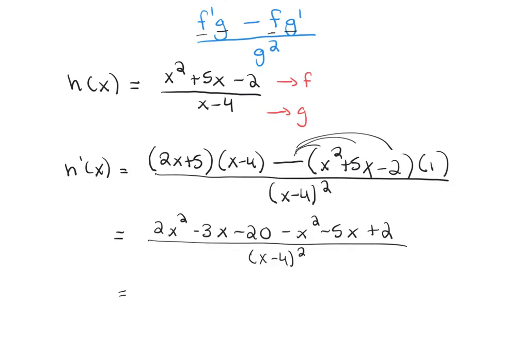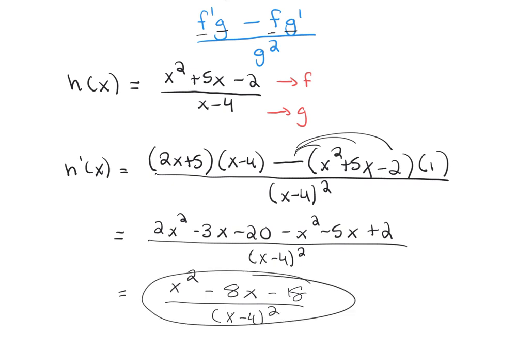And now let's just combine like terms. We'll have x squared minus 8x minus 18 all over (x minus 4) squared. And that is as much as that one will simplify. So this is the derivative of this original function up here.